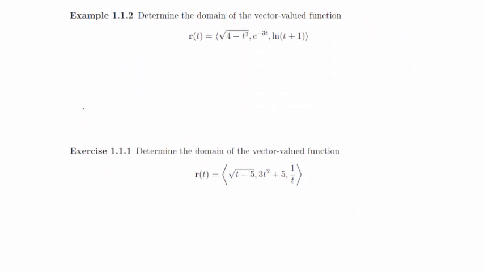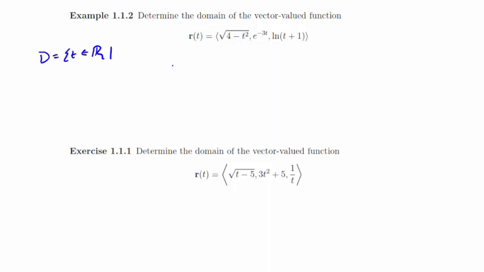Here, example 1.1.2, determine the domain of the vector valued function r of t equals the vector. The x component is the square root of 4 minus t squared, comma, the y component is e to the negative 3t, comma, the z component is the natural log of t plus 1, all inside the natural log. So the definition of a domain: the domain equals the set of all t values which are in the real numbers such that these t values will actually work in this equation.